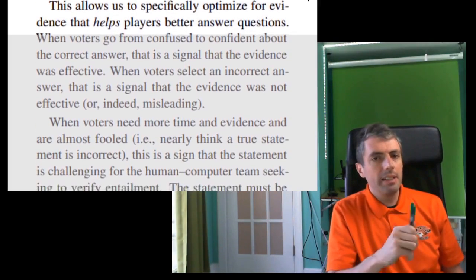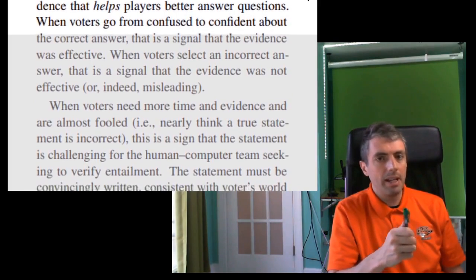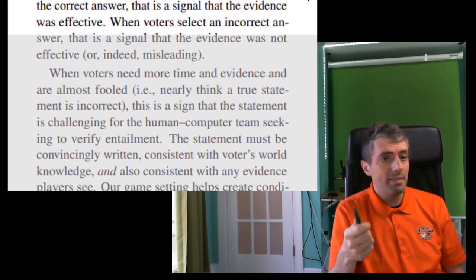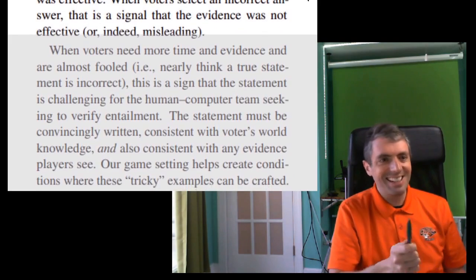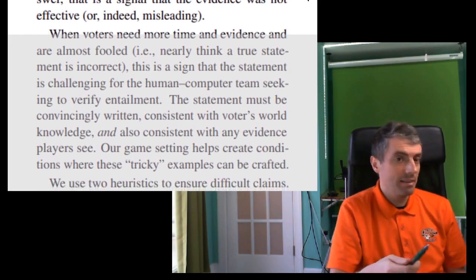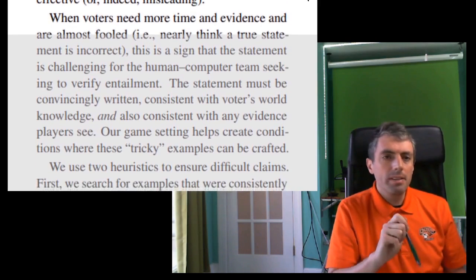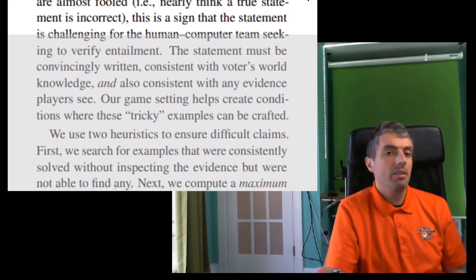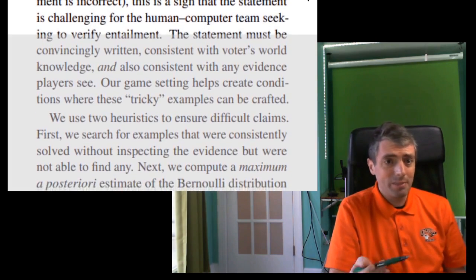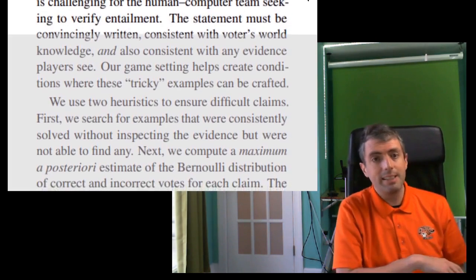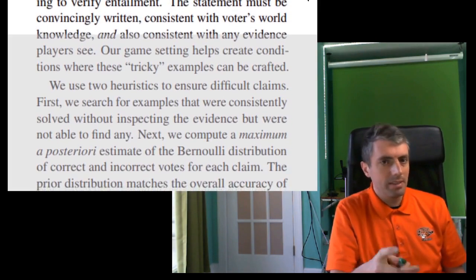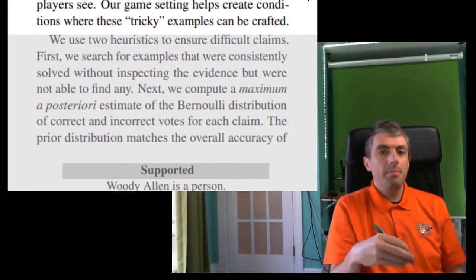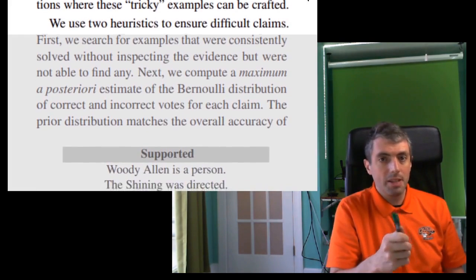This allows us to specifically optimize for evidence that helps players better answer questions. When voters go from confused to confident about the correct answer, that is a signal that the evidence was effective. When voters select an incorrect answer, that is a signal that the evidence was not effective, or indeed misleading. When voters need more time and evidence, and are almost fooled, i.e. think that a true statement is incorrect, this is a sign that the statement is challenging for the human-computer team seeking to verify entailment. The statement must be convincingly written, consistent with the voter's world knowledge, and also consistent with any evidence players see. Our game setting helps create conditions where these tricky examples can be crafted.